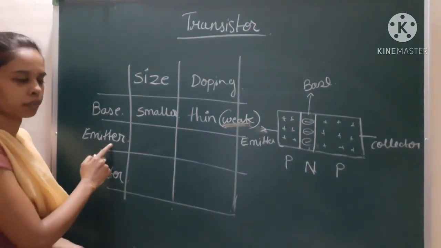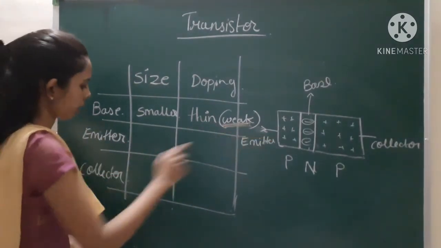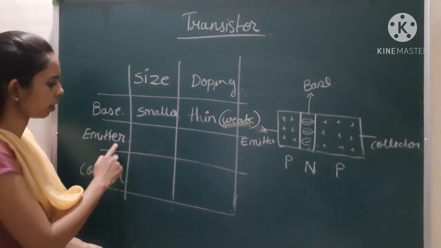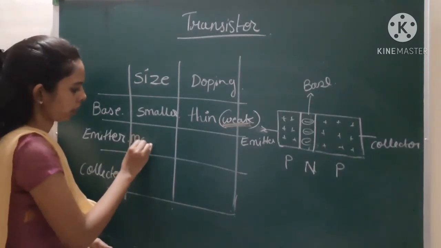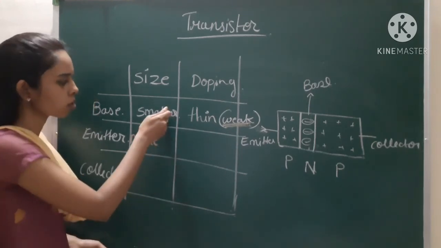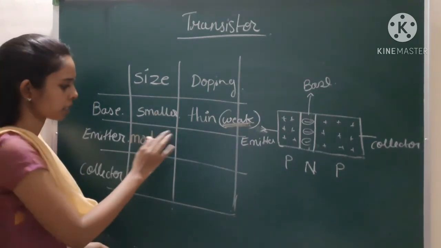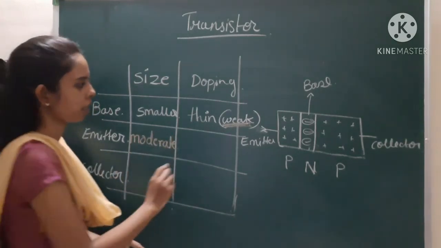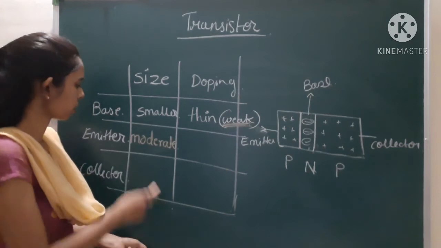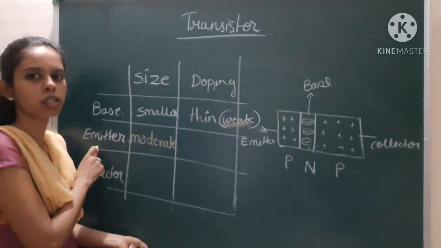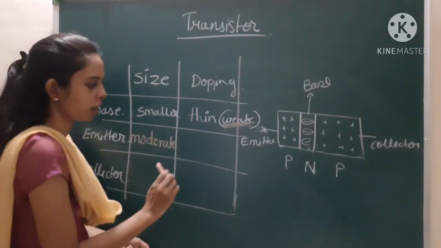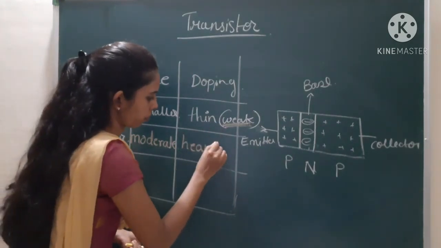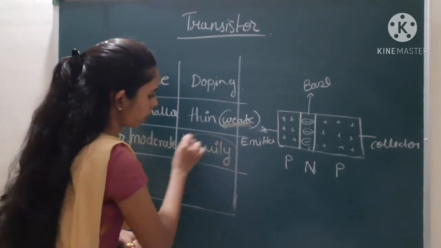Then emitter. How can we tell emitter and collector? We have to take a difference between these two. Now the emitter is of moderate size, not too small, not too large. It is in between. And how is the doping? Since it is called the emitter, that means it should emit a lot of electrons, right? So therefore, it is heavily doped.